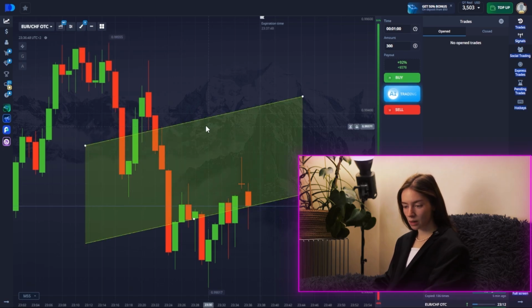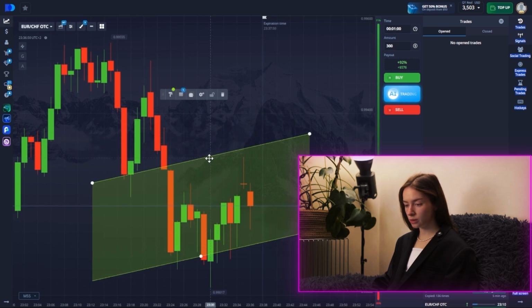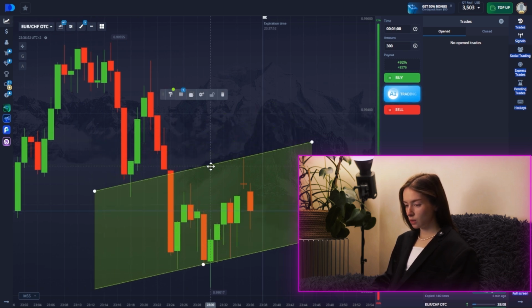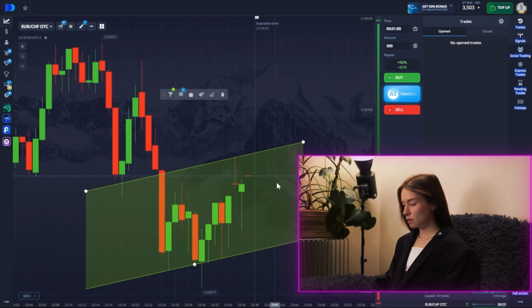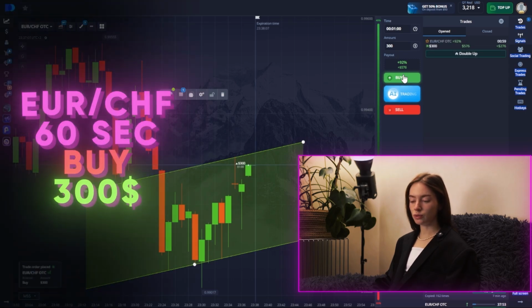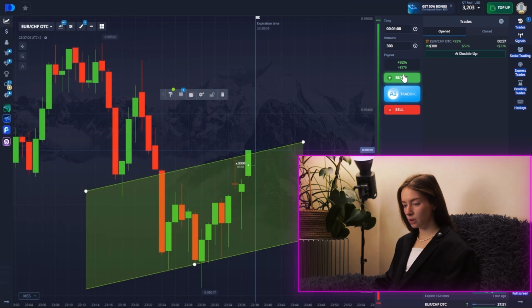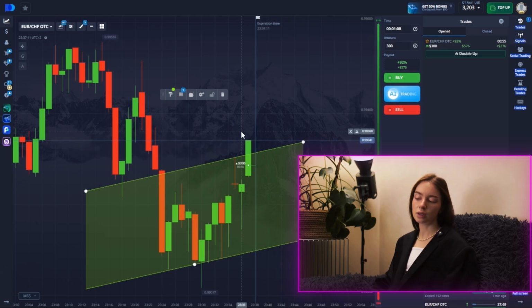We take our two parallel channels within the 1 minute time frame. It's approaching the upper boundary gradually, so we may open soon. I'll trade with the trend for now. I open a buy. I didn't increase the amount yet, I'll increase it on the next order.